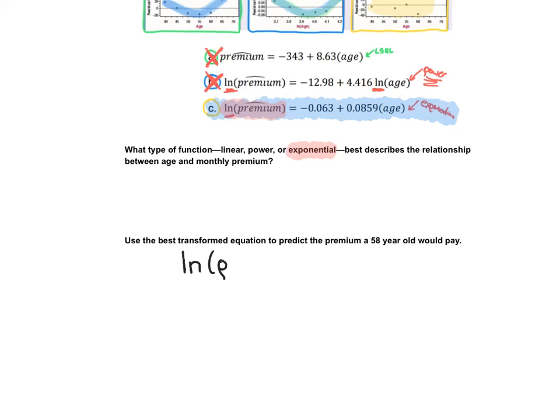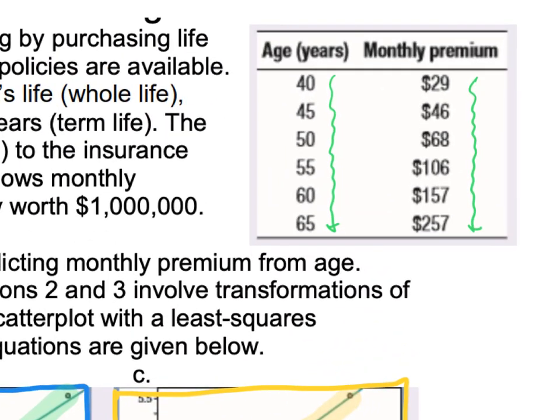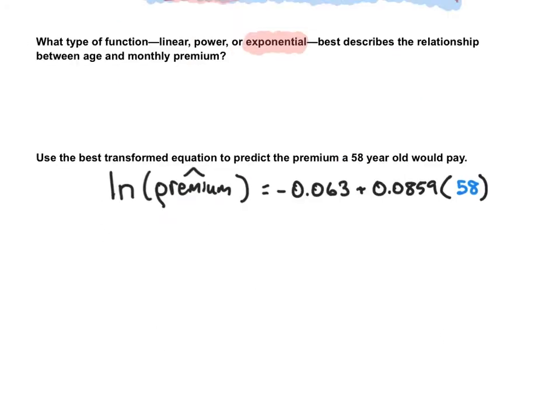transformed natural log of premium hat, a hat above it, right? Predicted premium is equal to negative 0.063 plus 0.0859 times age. Well, the age we know right now is a 58-year-old. We are going to predict for a 58-year-old. The good thing is we're doing an interpolation because we are predicting a value that happens to be within the data set, right? So if I look at both sides of that, yep, we're good. It's within the data set. So we're going to do an interpolation here.